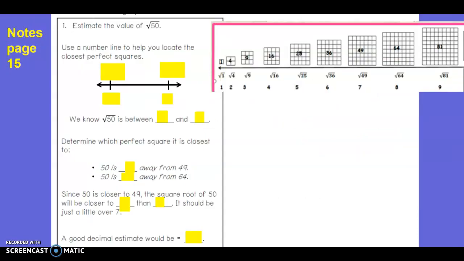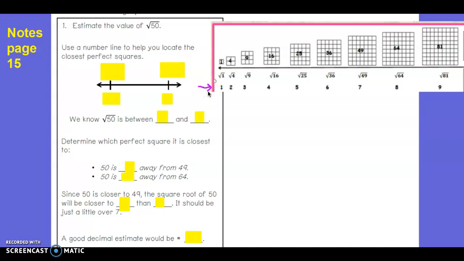So let's start with this first example. We want to estimate the value of the square root of 50. Now, if you look at this number line that I have along here at the top of the page, we see a bunch of squares. And the number inside of the square, those are all perfect squares. Below that, we have the square root of that number. And when you take the square root of that number, you get the actual side length of all of those squares. That's what a perfect square is. So like the square root of 1 is 1, the square root of 4 is 2, and you can follow here along this bottom line.